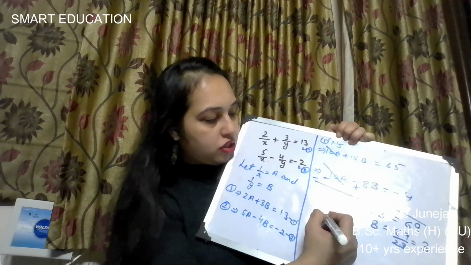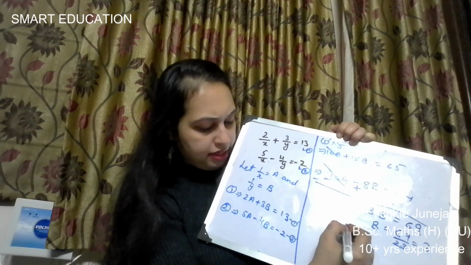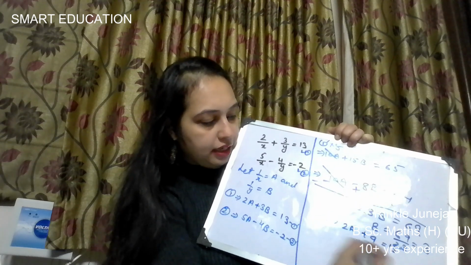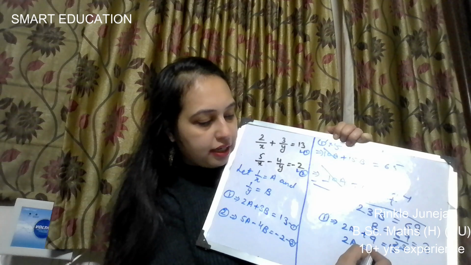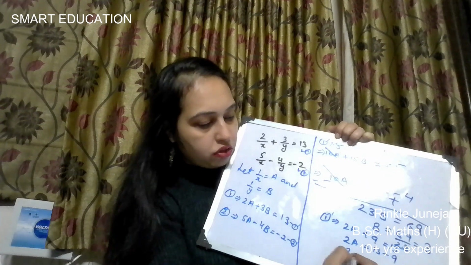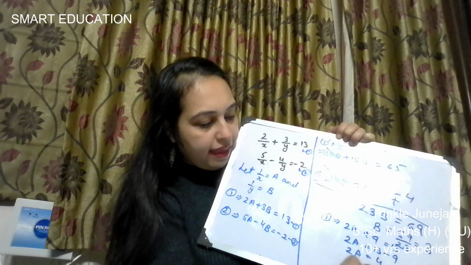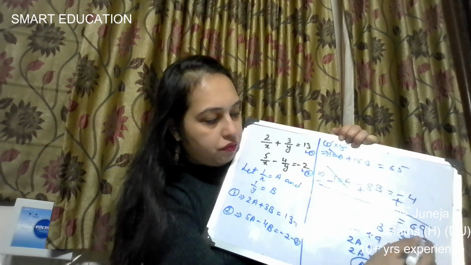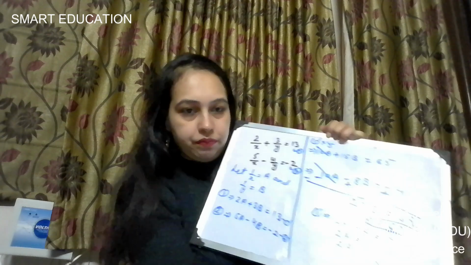Substituting it in equation 1 dash, we get 2a plus 3 3s are 9 equals to 13. 2a equals to 13 minus 9. 2a equals to 4 and a equals to 2. We get the value of a as 2 and value of b as 3. But these are the values of a and b, and we need x and y. So for that, we'll go back to our substitution thing.